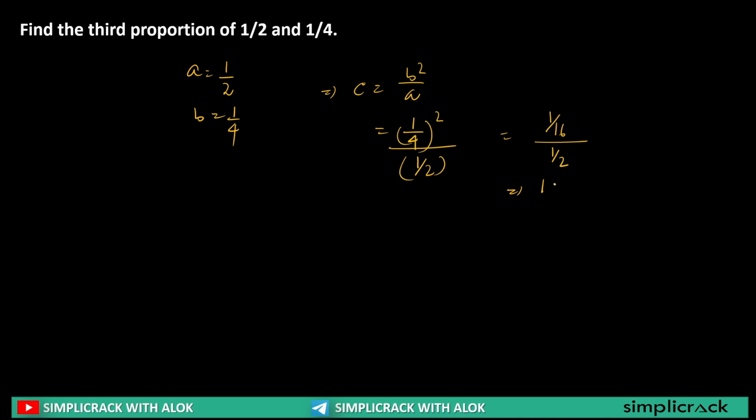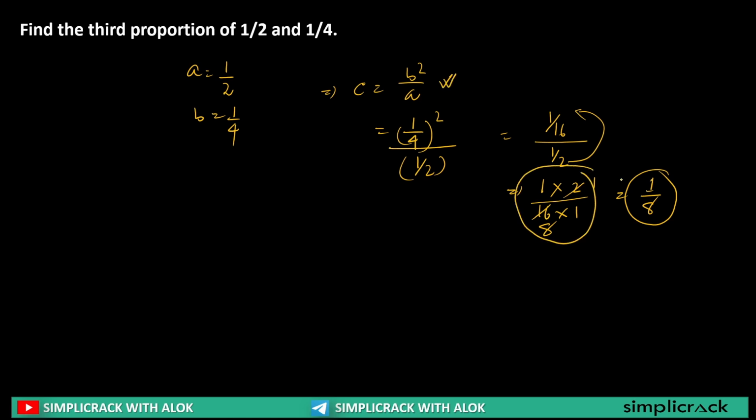Or this can be written as 1 into 2 will multiply here, 16 into 1. Now 2 can be crossed out both sides. 2 2s are 1, 2 8s are 16. So it is 1 by 8. So the third proportion is 1 by 8. Are you getting my point? Yes, sir. Because this is the formula we are using, then we are simplifying the ratio here and finding the answer.